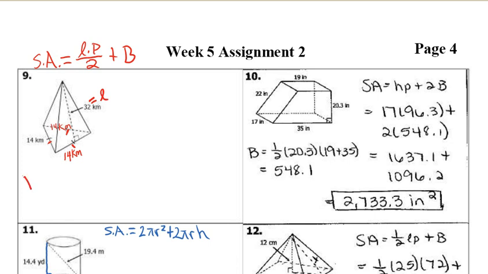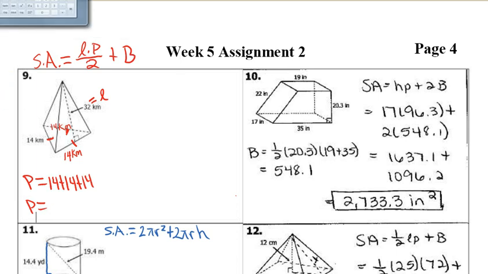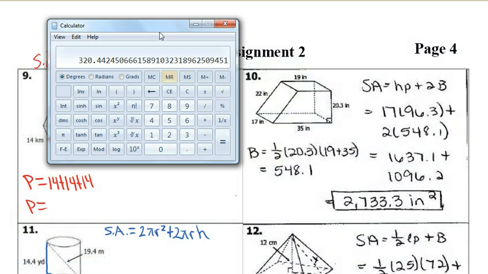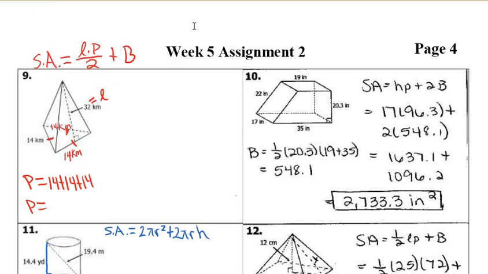P is going to be my perimeter of the base, just like the last perimeter that we found. These lines right here, if you see, they're equal to these lines, so this is an equilateral triangle. So that means it's going to be 14 plus 14 plus 14. So P equals 14 and 14 is 28 plus another 14, 42. Let's just multiply times 3, 42. I like showing you all the steps. 42, and it's kilometers, right? That's the unit. So we have a P, now area of the base.